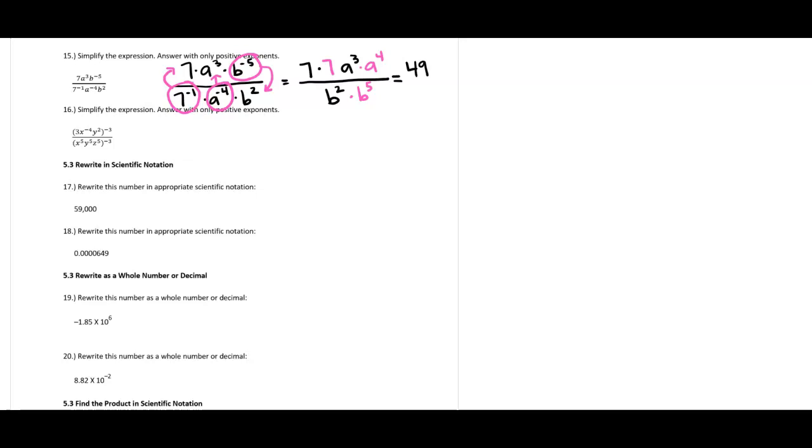So 7 times 7 is 49. A to the third times a to the fourth, we're going to add those exponents, so a to the 7th. And then same thing on the bottom, we get b to the 7th, 2 plus 5 is 7. And so that would be your answer, all simplified. We don't have any negative exponents left. Our a's are together, our b's are together, and that's what we need to do there.